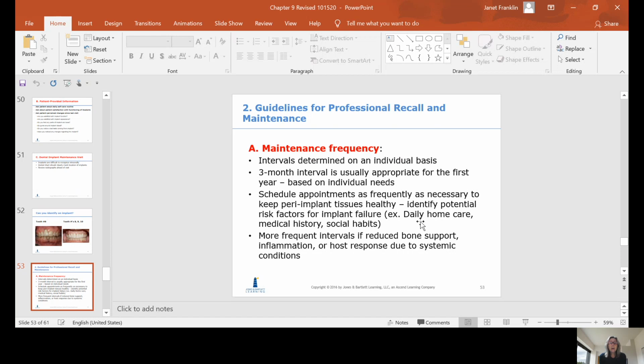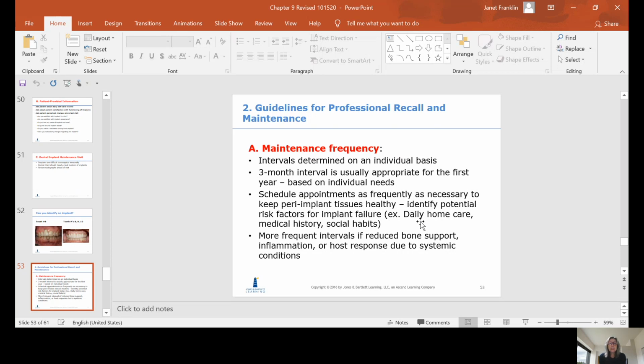Guidelines for professional recall and maintenance. So your maintenance frequency, how often should they get perio maintenance done? Intervals determined on an individual basis. A 3-month interval is usually appropriate for the first year based on individual needs. Now, some patients will want or need more frequent, but usually every 3 months is good. I wouldn't go longer than 3 months on a newly placed implant.